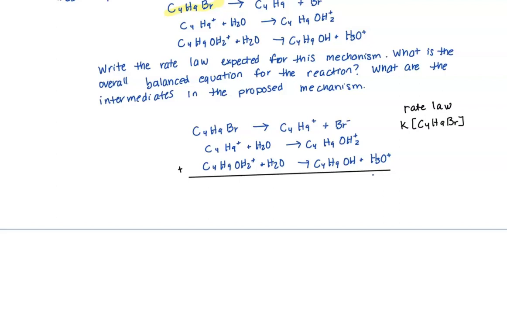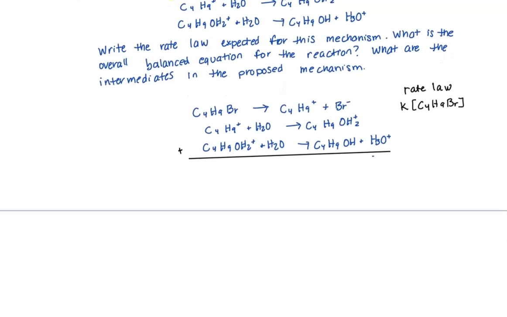However, what we want to do is remove any intermediates. Intermediates in a mechanism are basically chemical species that are not going to be either reactants or products in the reaction themselves, and they're the ones that repeat. So we see that we have C4H9, these guys repeat, and this repeats, so we're going to cross that out. We see that this one and this one repeat, so we then cross that out.